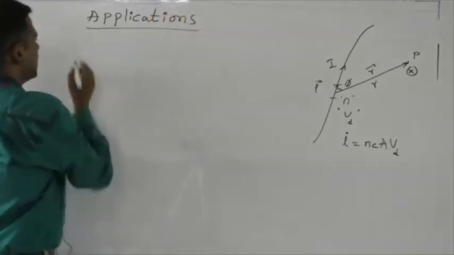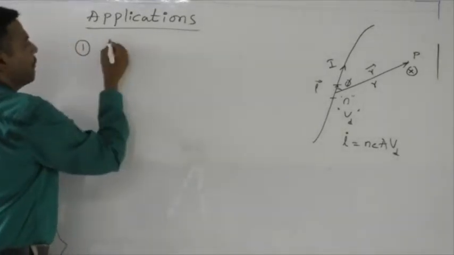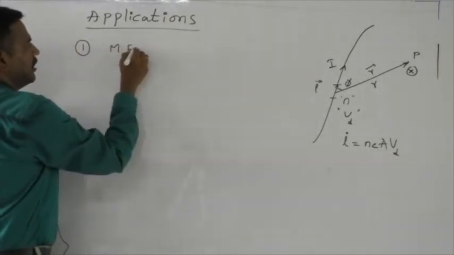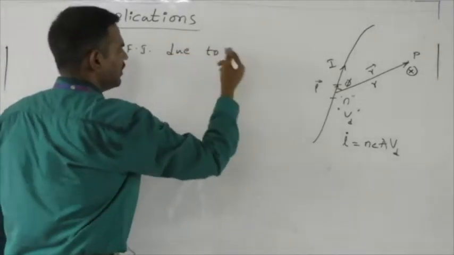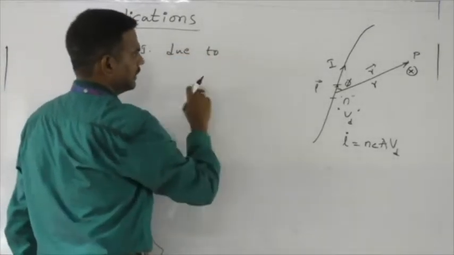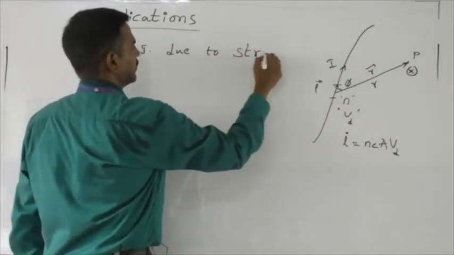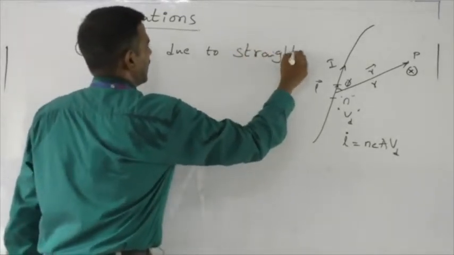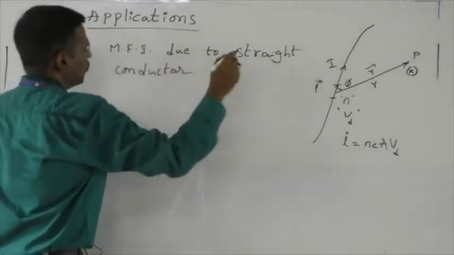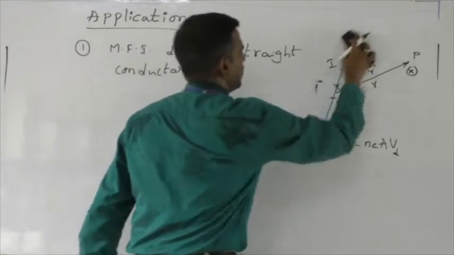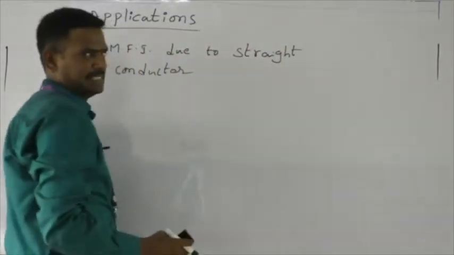What are the applications? We will begin now by writing the formula for the magnetic field intensity due to a straight conductor. So this is all we have done for an irregular shaped conductor. Now I am going to tell you the formula for a straight conductor. Here I am not going to give you any kind of derivations, but a simple formula and how to use it, that alone I will discuss here.